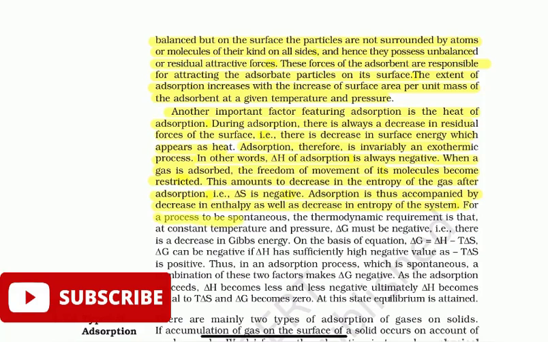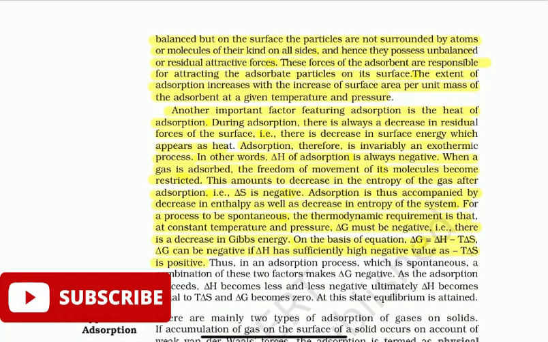For a process to be spontaneous, the thermodynamic requirement is that at constant temperature and pressure, delta G must be negative, i.e., there is a decrease in Gibbs energy. On the basis of the equation delta G equals delta H minus T delta S, delta G can be negative if delta H has a sufficiently high negative value, as minus T delta S is positive. Thus, in adsorption process, which is spontaneous, a combination of these two factors makes delta G negative.